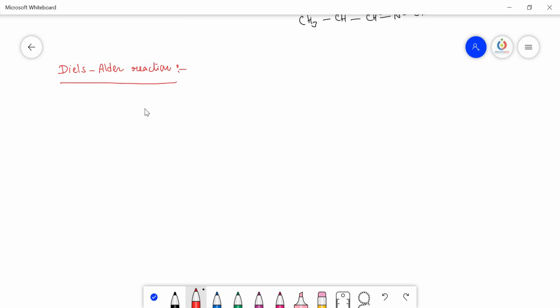Diels-Alder reaction. In this Diels-Alder reaction, it is a type of addition reaction where a conjugated diene is added with some alkene and gives a cycloalkene as the product. The alkene that we are adding here is called the dienophile. We call it a dienophile because it likes the diene. Most of the time we take 1,3-butadiene or generally conjugated dienes. So whenever conjugated dienes are added to the alkene, they give the cycloalkene as the product.